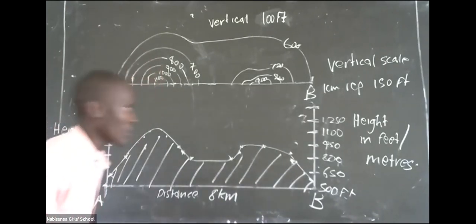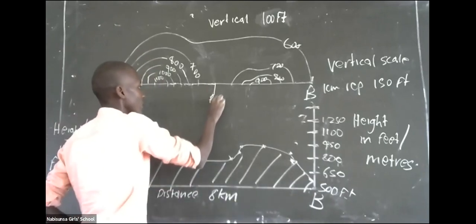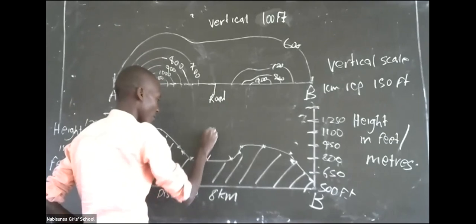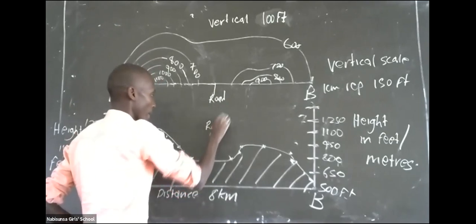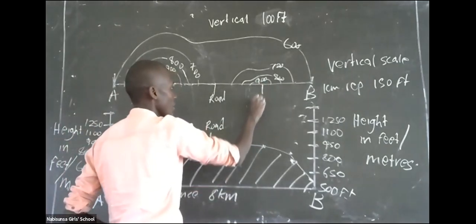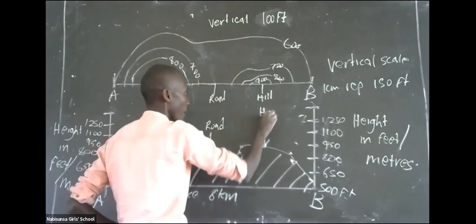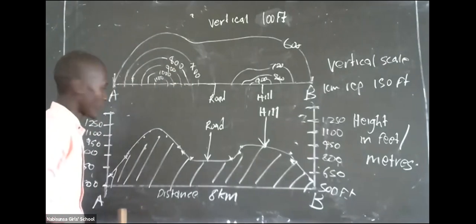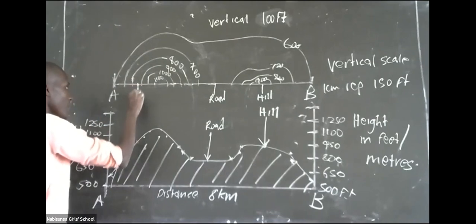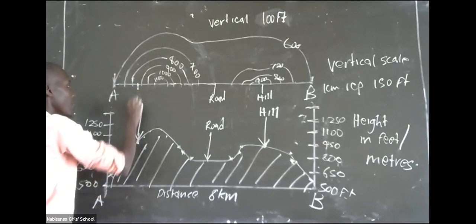Then, if on your paper here we had a road, for me I'll just come here, put an arrow and say road. And the hill was here, and on the paper you had a hill. You just come here, put a point and say hill. If they say there is a plantation here, then I just come here, draw an arrow and say plantation.